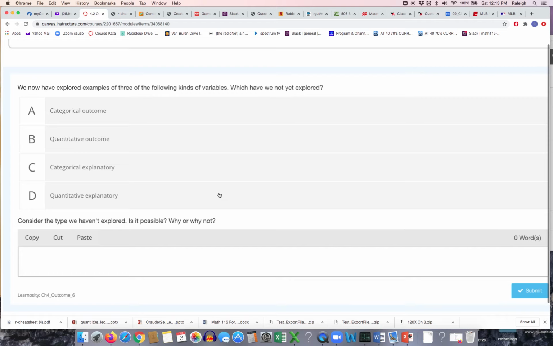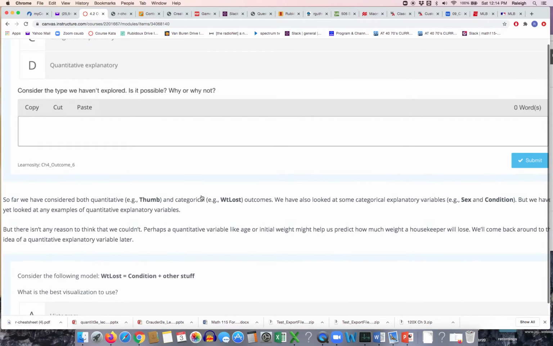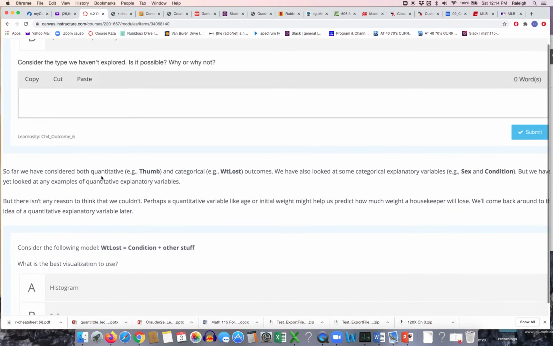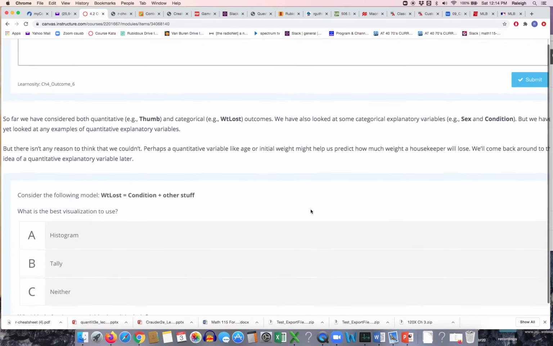But I don't think these really fall into that kind of grouping. But they tell me that quantitative explanatory is one we did not talk about. And it is possible, yes. Let's continue, though. And we've considered both quantitative, the numerical stuff with the thumb, and categorical, like the weight loss, which is just talking about the number of people. It didn't say how many pounds they lost. It just said how many people fell into these categories. And they did a cross-section by whether they knew about the Surgeon General's comments or not. So we had some categorical explanatory variables. And we could look at the quantitative explanatory variables.